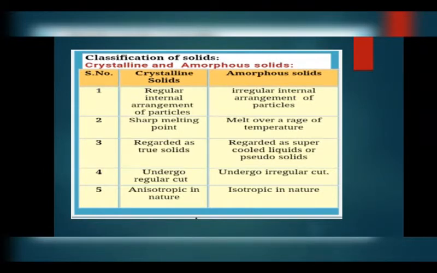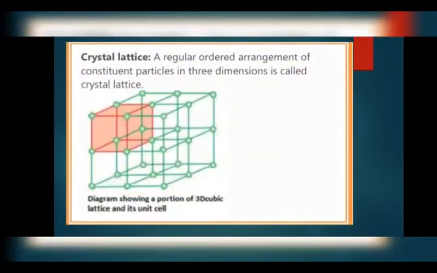Now, the fourth point is that crystalline solids undergo a regular cut, whereas amorphous solids undergo irregular cut. And the last difference between the two is that crystalline solids are anisotropic in nature, whereas amorphous solids are isotropic in nature.